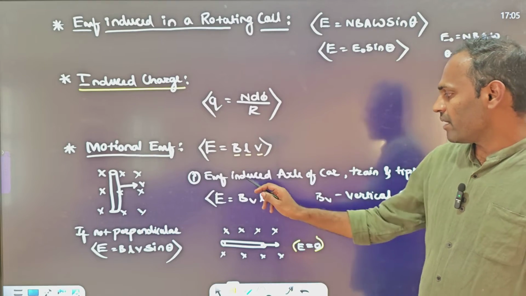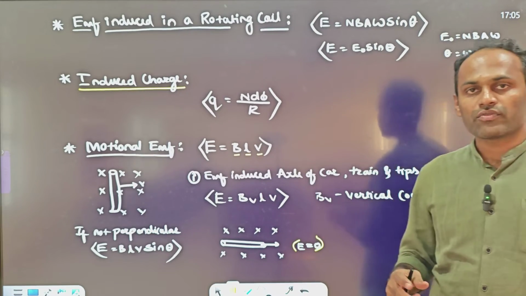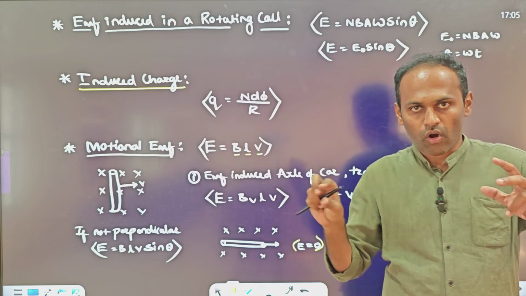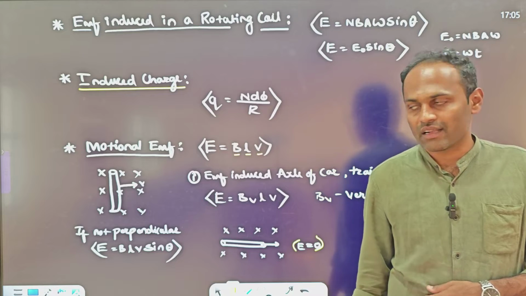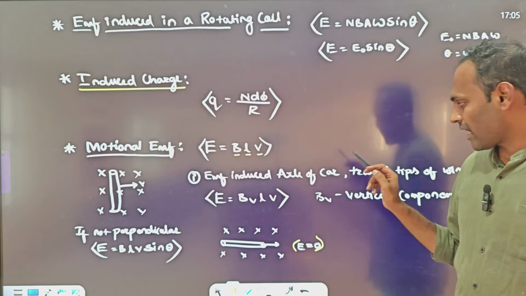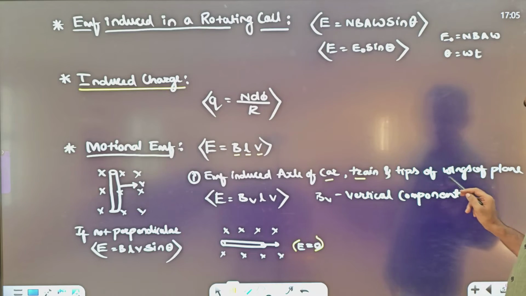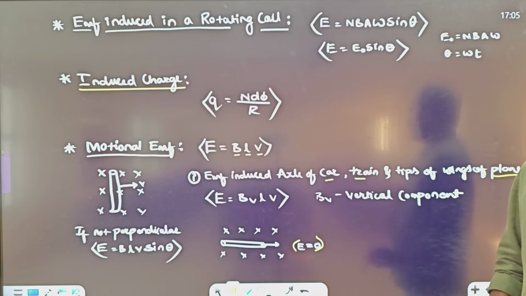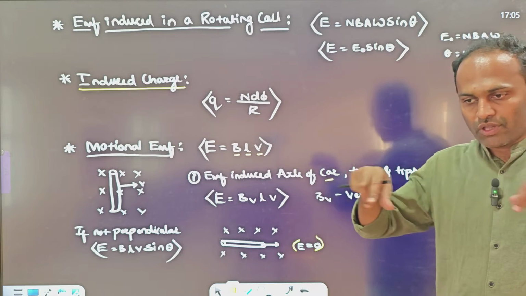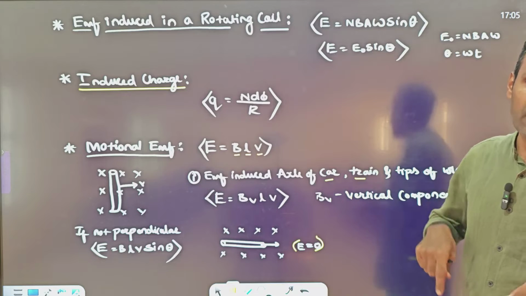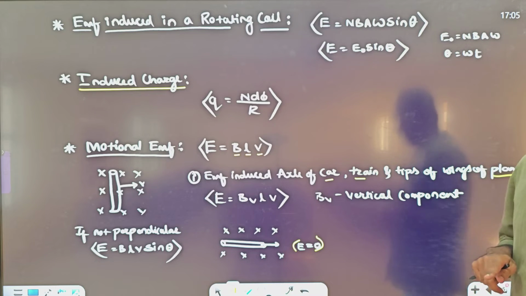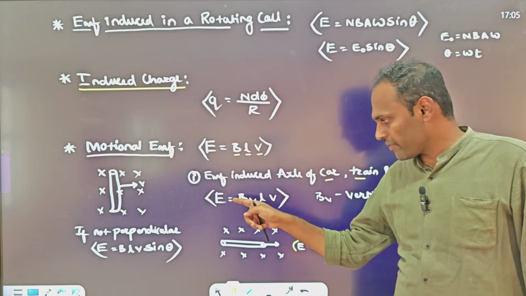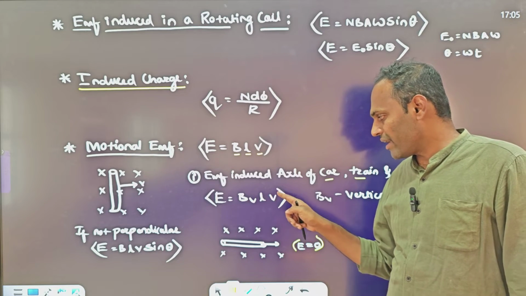Next, see, EMF induced in the axle of the car. What is the axle of a car? The rod between the two wheels of the car is called the axle. The rod between the two wheels of a train is also called the axle. So in all these cases, car, train, tips of the wings of the aeroplane, okay, an aeroplane has two wings. Consider that as a rod. If they ask how much EMF is induced in it, in all these three cases, car, train, aeroplane, EMF induced will be BV into L into V.